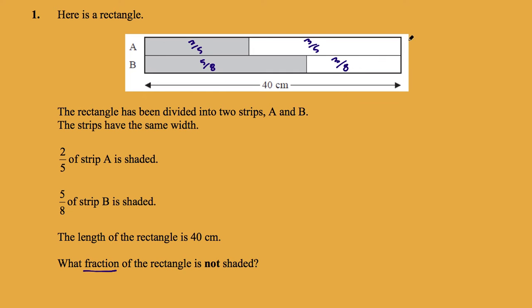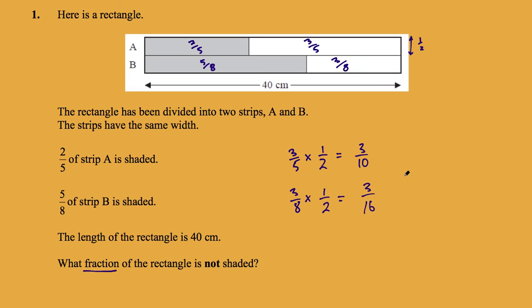Now each of these is half of the rectangle overall. So if I want to know what fraction of the rectangle this is, that's 3/5 of 1/2, which is the same as 3/5 times 1/2, 3/10. And unshaded here, that's 3/8 times a half, 3/8 of a half, which is 3/16.